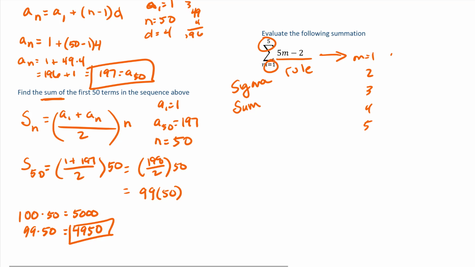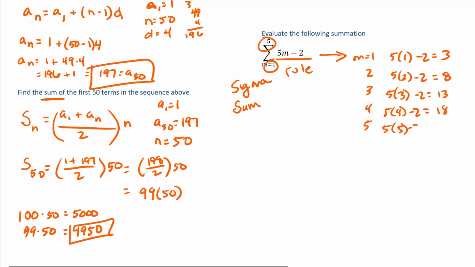Just plugging in 1 for m. 5 times 1 minus 2, that's going to give me 3. 5 times 2 minus 2 is going to be 10 minus 2, that's 8. 5 times 3 minus 2 is going to be 15 minus 2, that's 13. And then 5 times 4, we get the idea. It's going to be 18. And that's going to be 23.